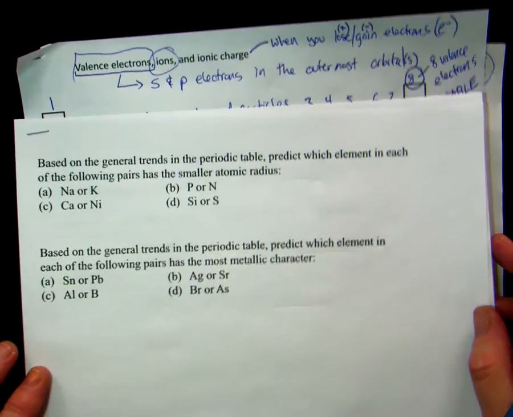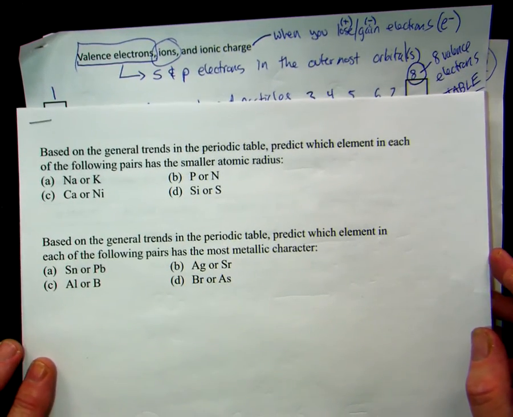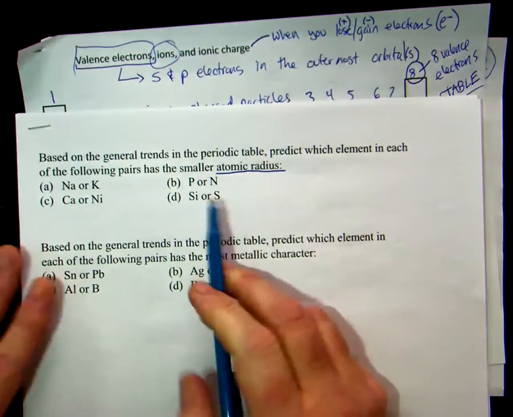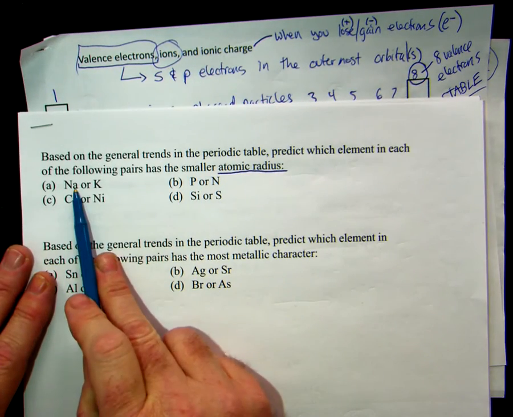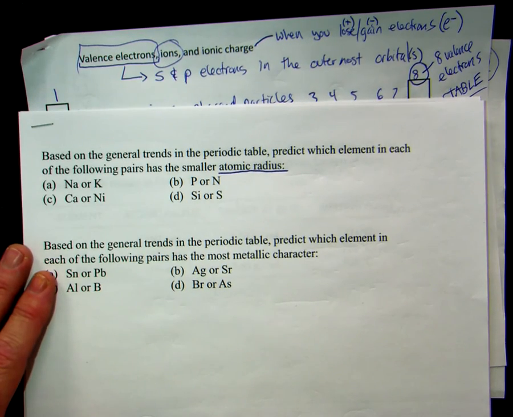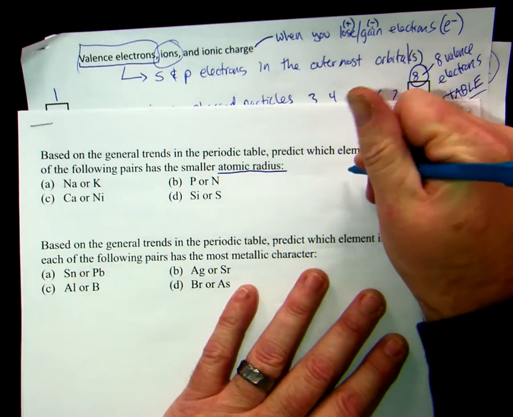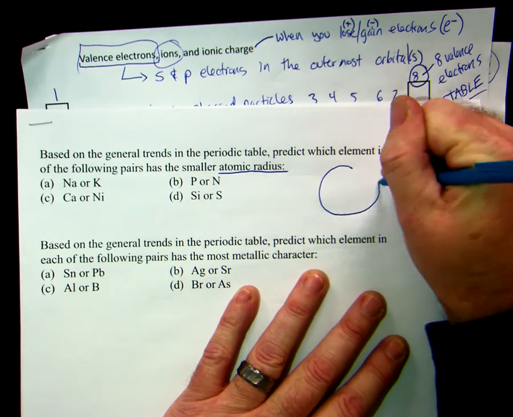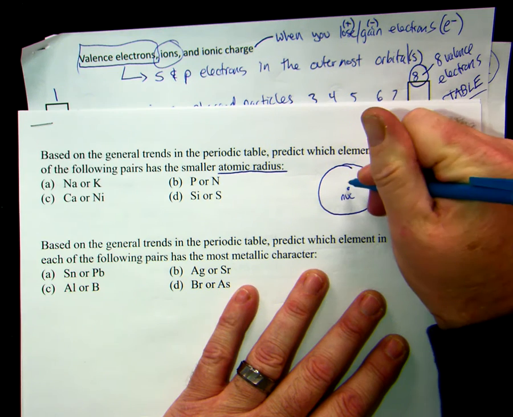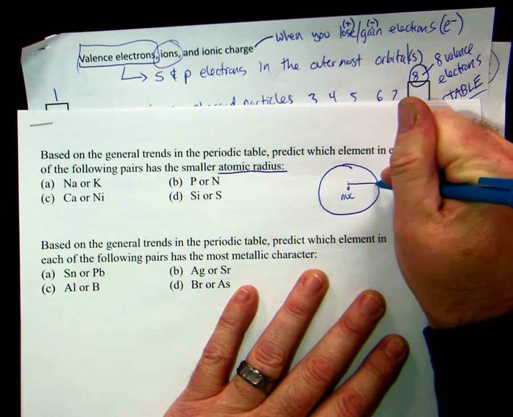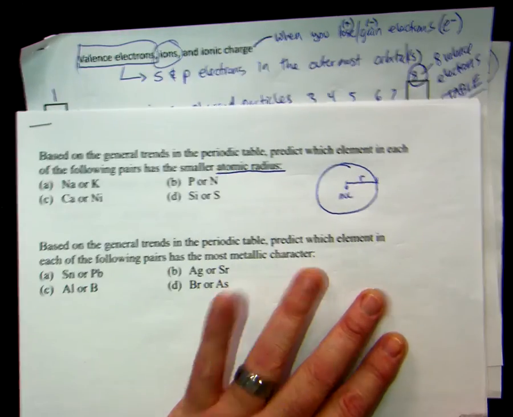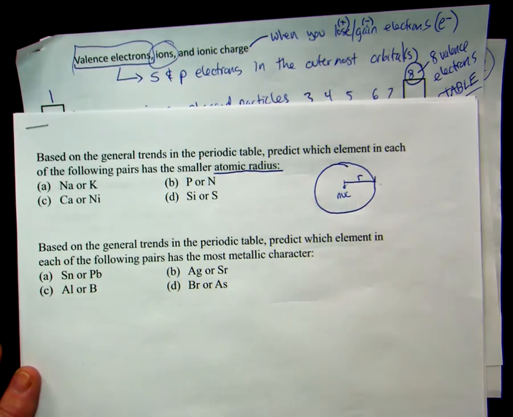And one of the trends I want you to know is atomic radius size. So this is asking you to compare sodium and potassium and telling me which one has a bigger atomic radius. And an atomic radius, by the way, what it's talking about is if here's the nucleus, what's the distance from the nucleus to the outermost valence electron? So this is the radius it's talking about. And it just wants to know what that distance is.